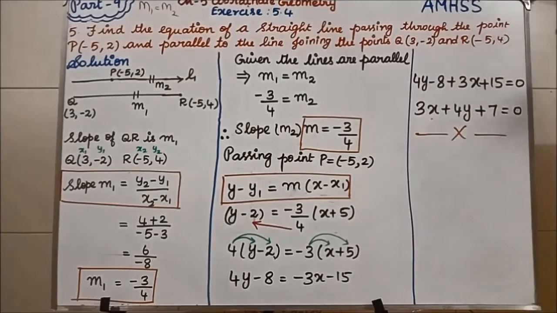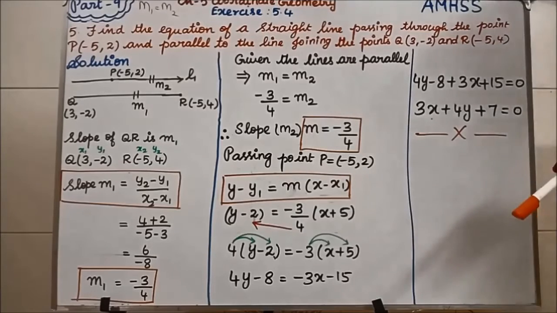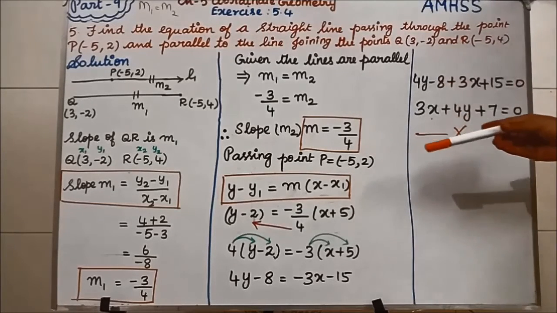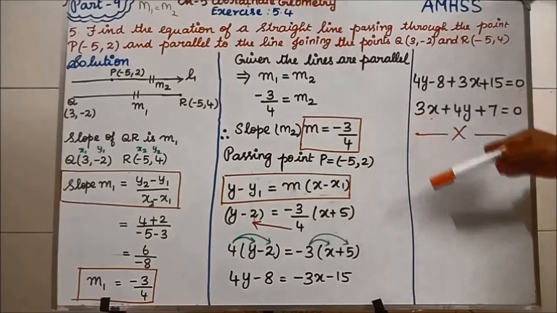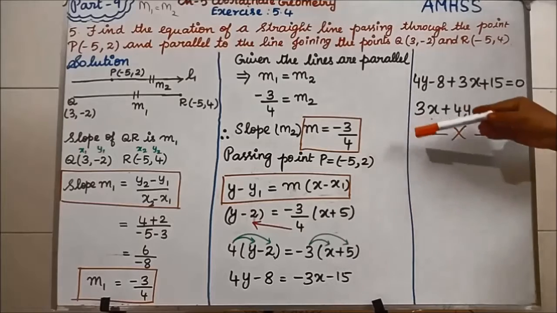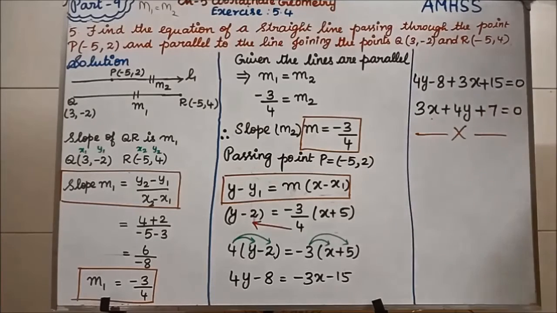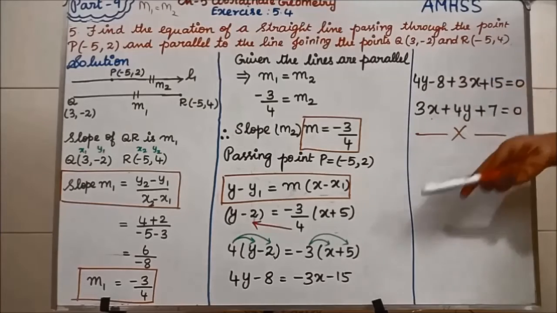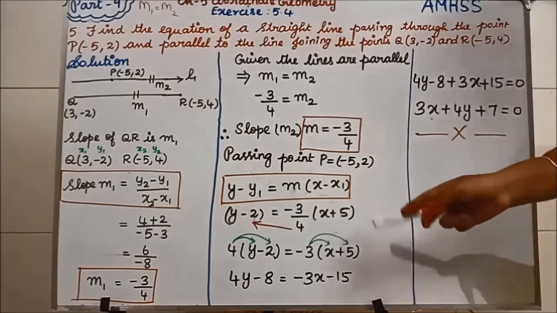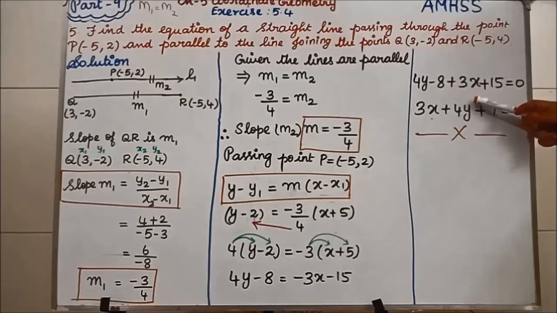Clear? So 4 into y, if you multiply, we will get 4y. 4 into 2 is 8, equal to minus 3 into x is 3x, minus into plus is minus, 3 5s are 15. Clear? So 4y minus 8. This and this, both the terms, I am taking to the left hand side. So plus 3x plus 15 equal to 0.